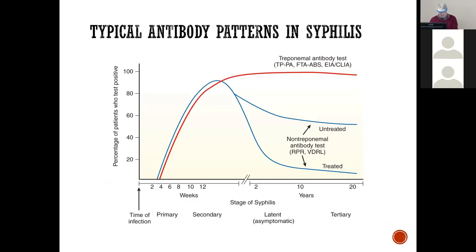So here's our typical antibody pattern. As you see, primary syphilis, time of infection. Remember we said it could be 3 weeks before we start to see primary show up, right? And you see the percentage of patients who test positive. It takes a while to build up. At 12 weeks, we see up into the 90th percentile of patients that have the antibody. So the treponemal antibody test is directly detecting it with either fluorescent, particle agglutination, or ELISA, okay?